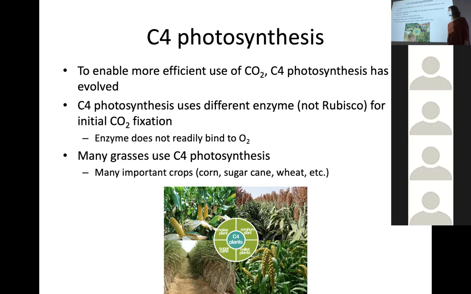Okay, so that's C4. I think I have just enough time to finish up the CAM photosynthesis. Any questions about this? Different enzyme, take-home message, it's just more efficient.